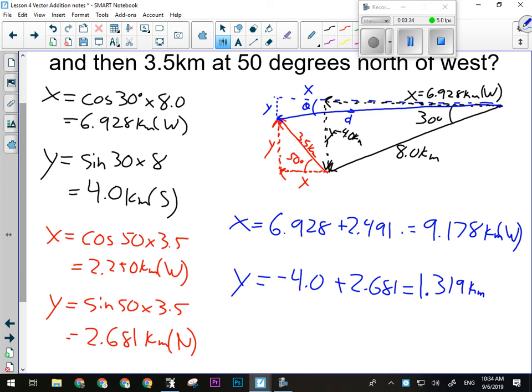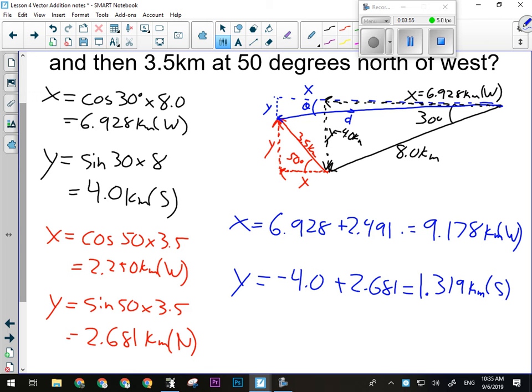Kilometers, and that is, according to my diagram, which way? Which way does blue y face? Down, which is south. All right, so this fits with my triangle. It says I go west and south. That's what my triangle says. So I know then at least that I've drawn it right. My calculations fit with what I've drawn.